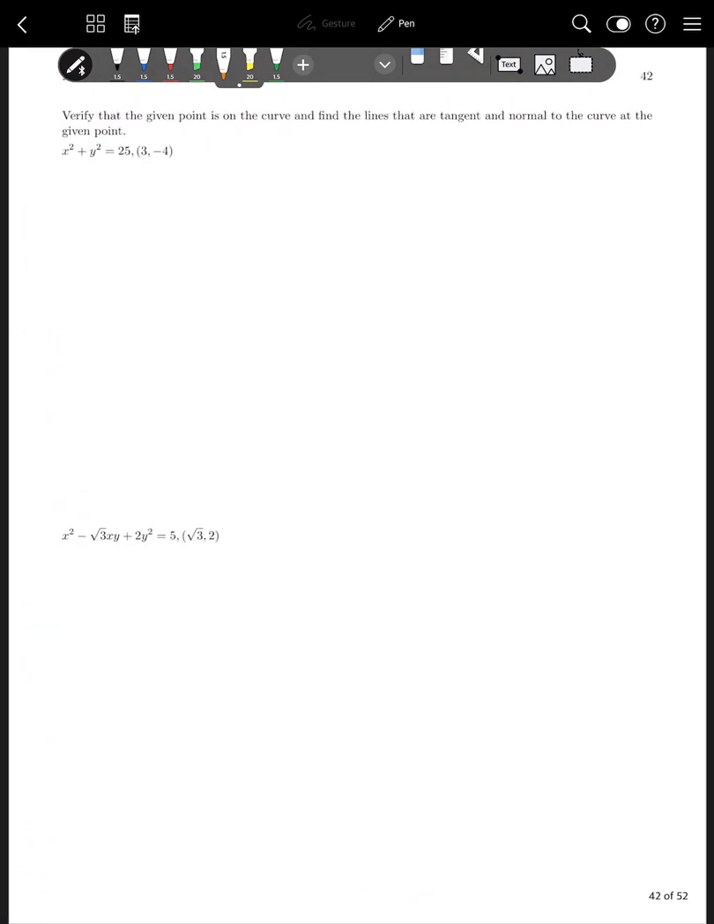So go ahead and try the 2 problems on page 42, and then that'll be it for this section.